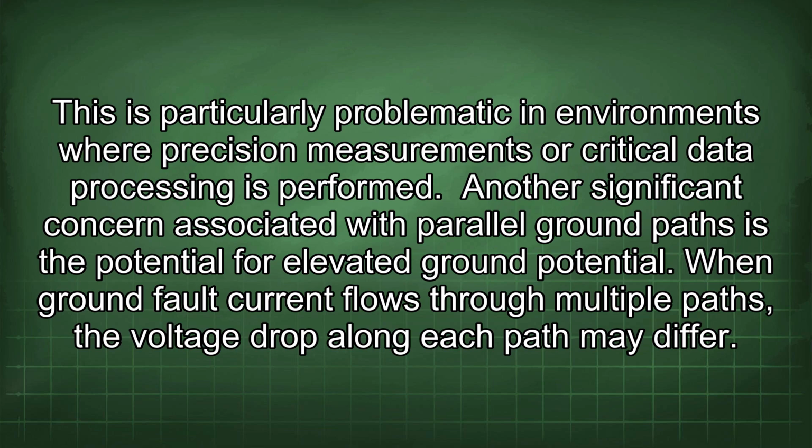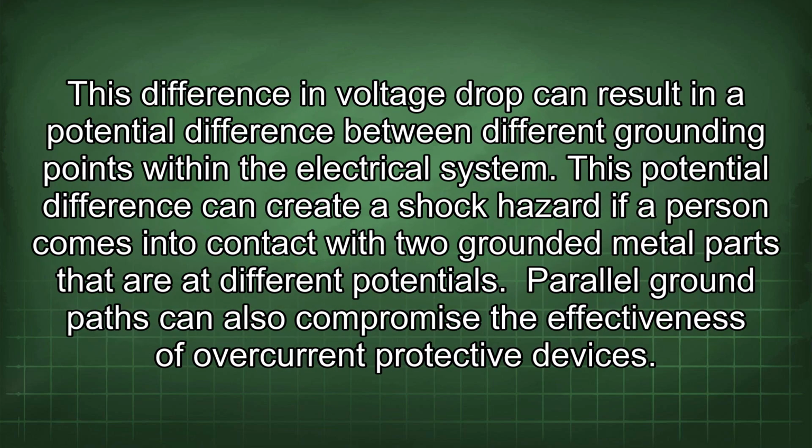Another significant concern associated with parallel ground paths is the potential for elevated ground potential. When ground fault current flows through multiple paths, the voltage drop along each path may differ. This difference in voltage drop can result in a potential difference between different grounding points within the electrical system. This potential difference can create a shock hazard if a person comes into contact with two grounded metal parts that are at different potentials.